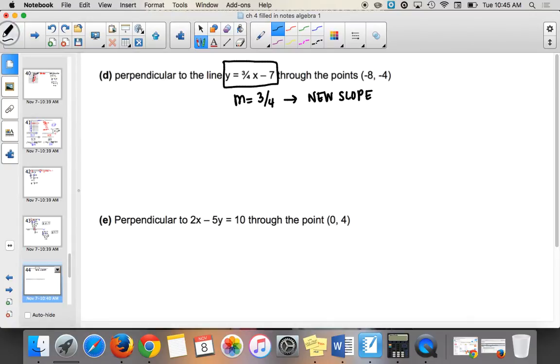So I don't use anything else from that line. I just use that new slope. So you can cross out everything, really. You're like, okay, I have my slope. I'm not going to use that line at all. So now you're going to have y equals mx plus b.